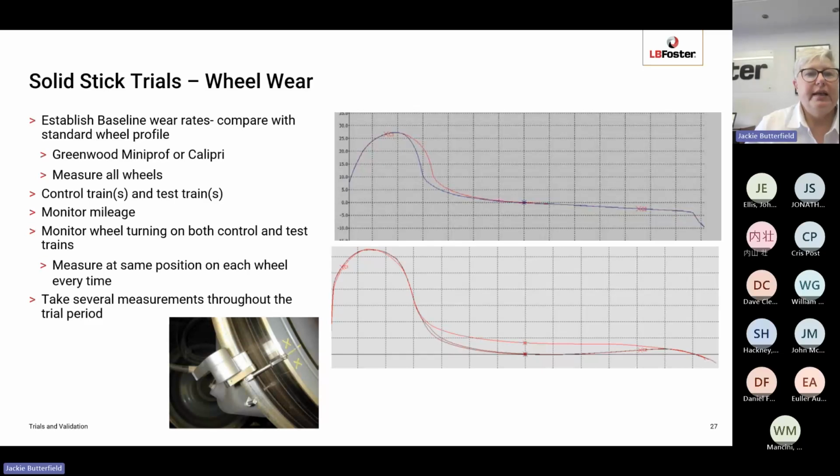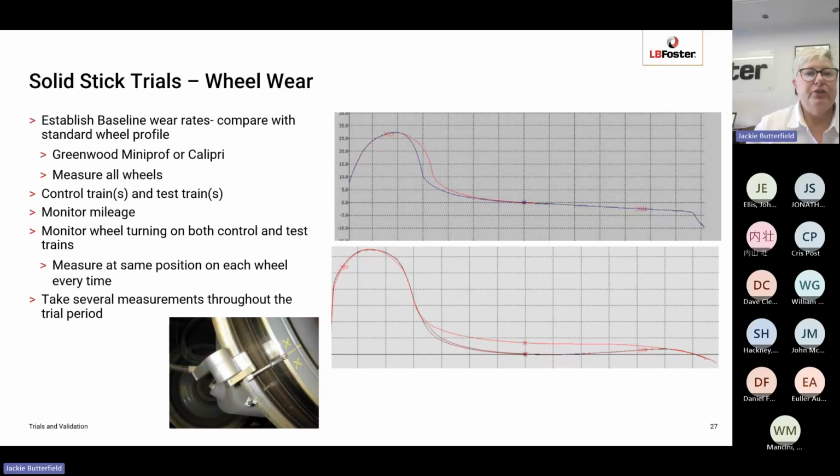So you can see here, top right, you have a profile. So the red is the baseline wheel profile, so a new wheel, and then the blue is a worn wheel. Or you can monitor the tread hollowing. So again, you've got the standard tread profile against a worn tread profile. So you need to choose a control train, which doesn't have the friction management, and a test train. So you may want to do 2 or 3 control trains and test trains.